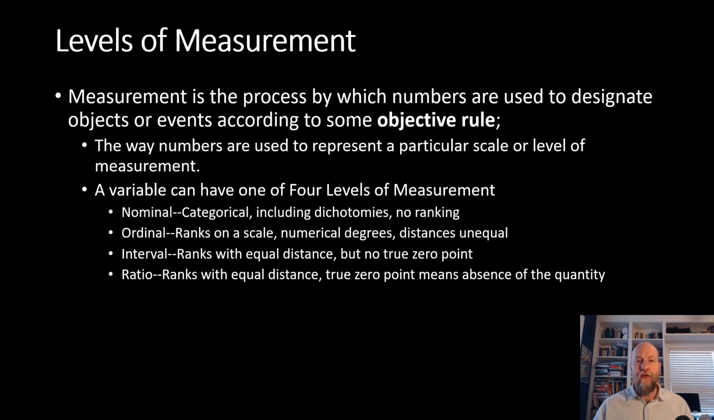Okay, so essentially what we're thinking here, and we'll talk about each of these in more detail, is that now we have equal distances between each numerical value, but there's no true 0 point or absence of that thing. One step up on that is the ratio level of measurement. That's where there are ranks with equal distance. There's a true 0 point, which means the absence of that quantity. And we're going to talk about each of these and give examples on subsequent slides.